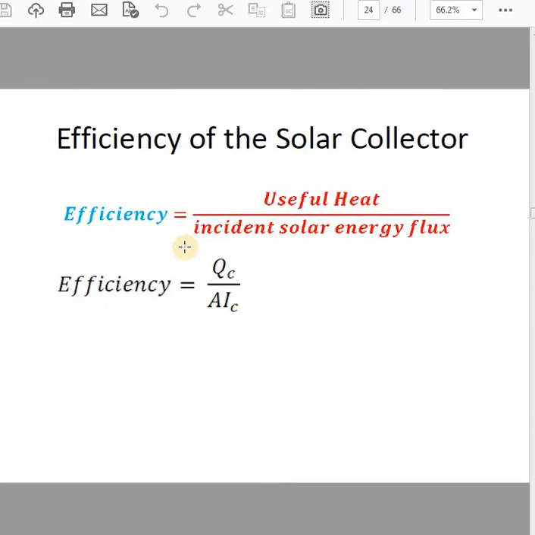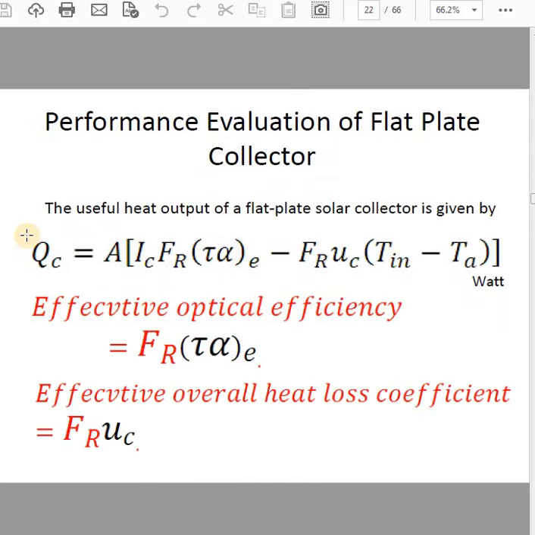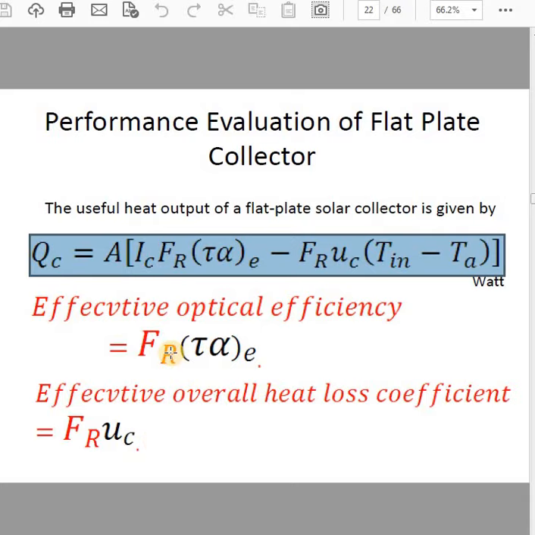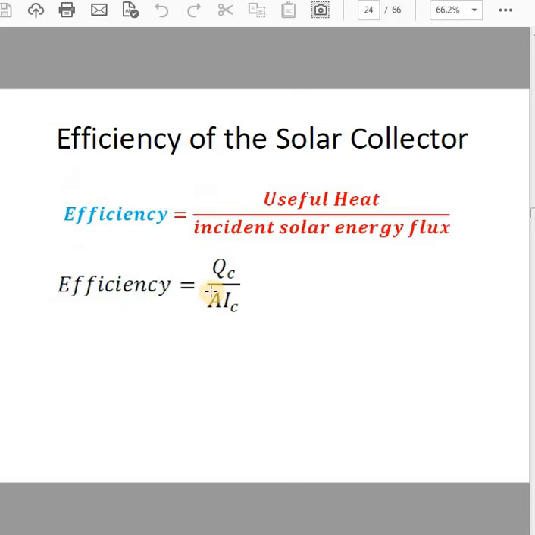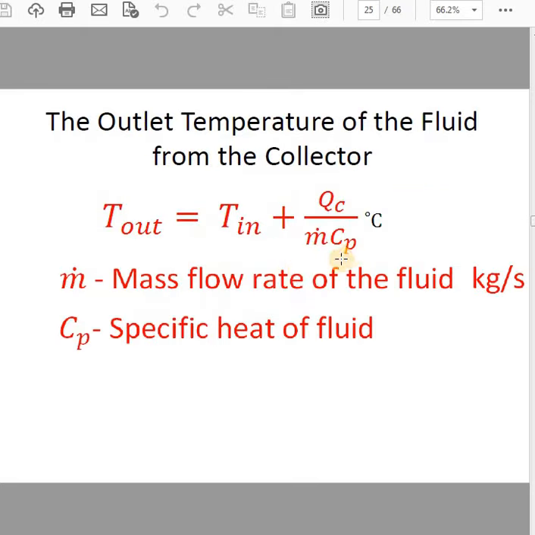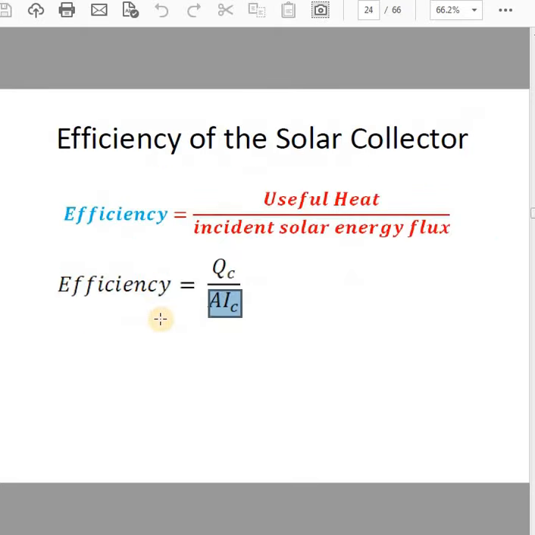The efficiency of the solar collector is useful heat divided by incident solar radiation, that is Qc divided by Ac times I, where that is the effective incident solar energy flux. So this gives the efficiency of the solar collector.